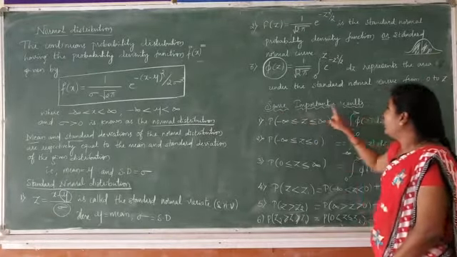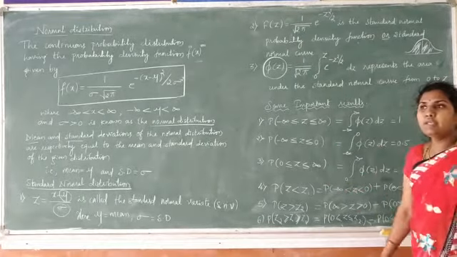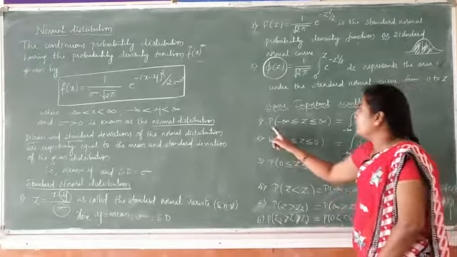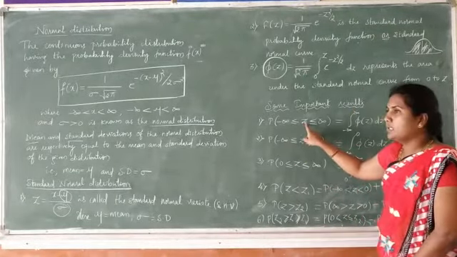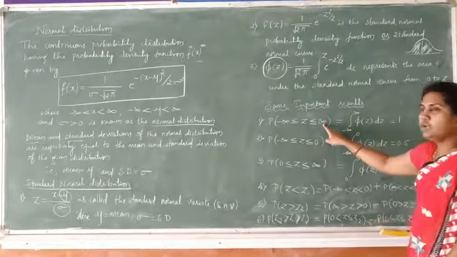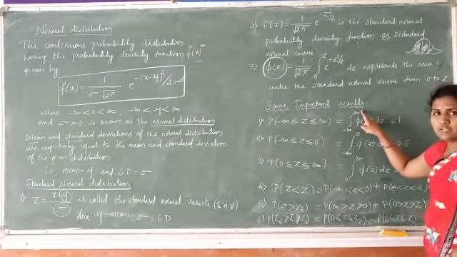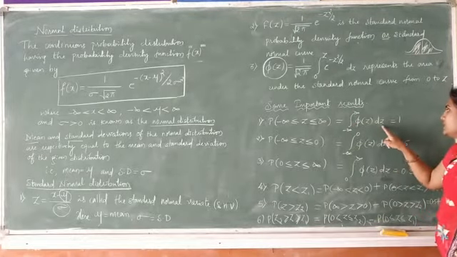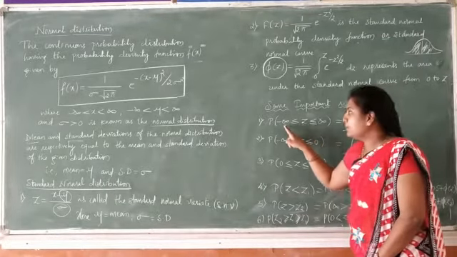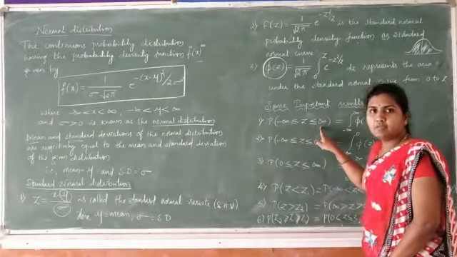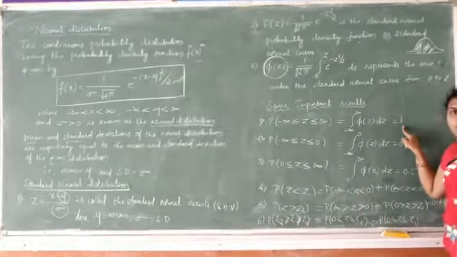Next, we have some important results that we use to solve the examples. The probability of z, when z lies between minus infinity to plus infinity, we can write as integration from minus infinity to plus infinity of phi of z dz equals 1. That means when z lies between minus infinity and plus infinity, the probability value is 1.